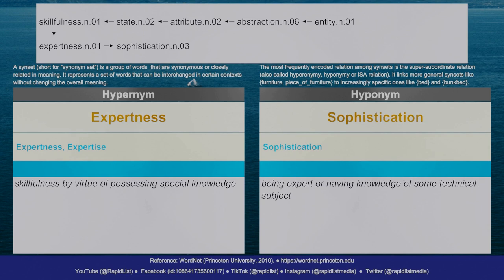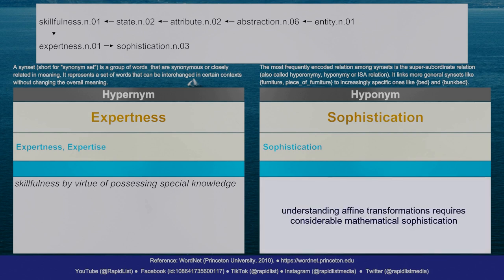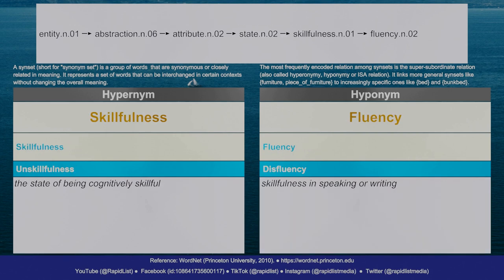Sophistication. Being expert or having knowledge of some technical subject. Understanding affine transformations requires considerable mathematical sophistication. Fluency. Skillfulness in speaking or writing.